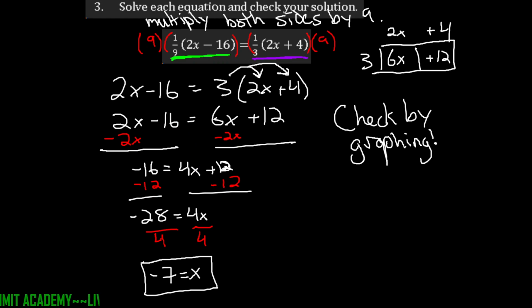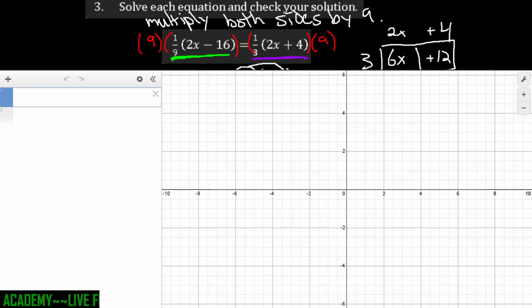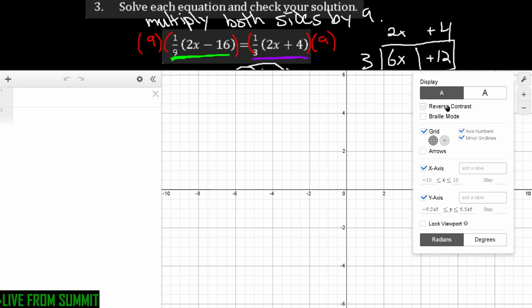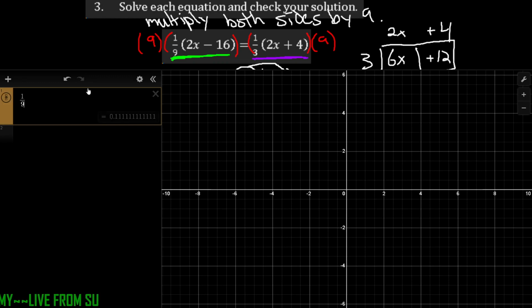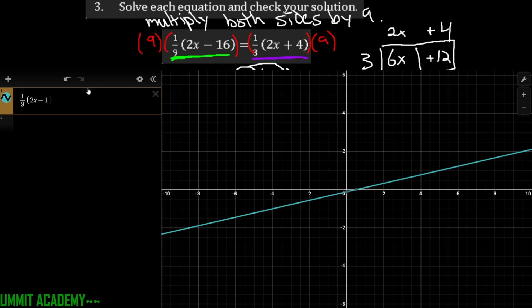So let me write these steps out. Let me pull up Desmos. There it is. What I'm going to do is type in one side of my equation, hit enter, type in a new line, and see where they cross. So let me fix this so that it's reversed. I have my first equation, typed in exactly as it looks.